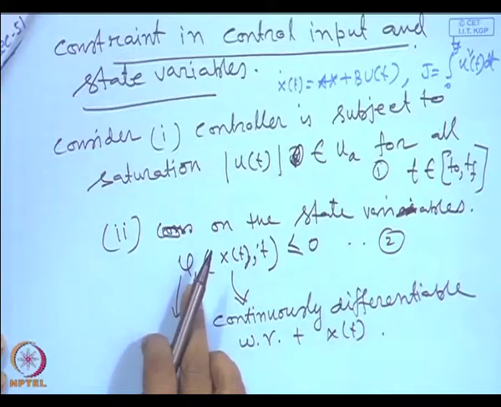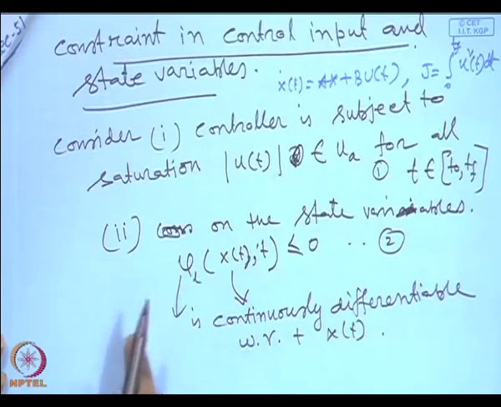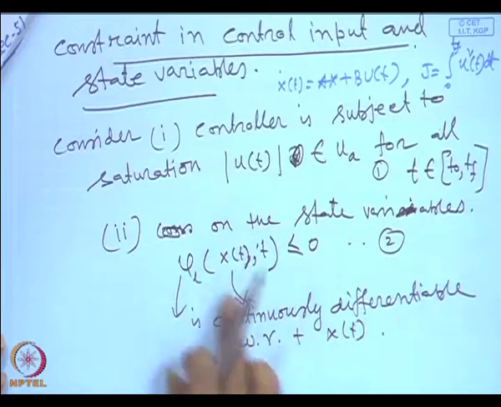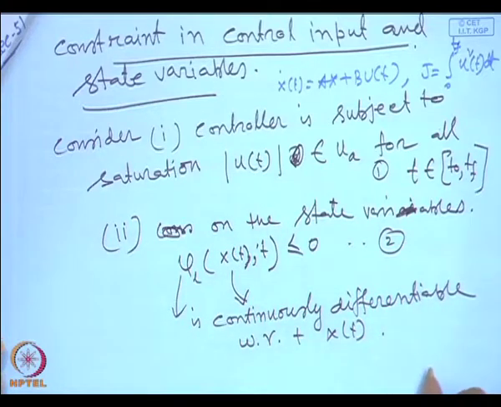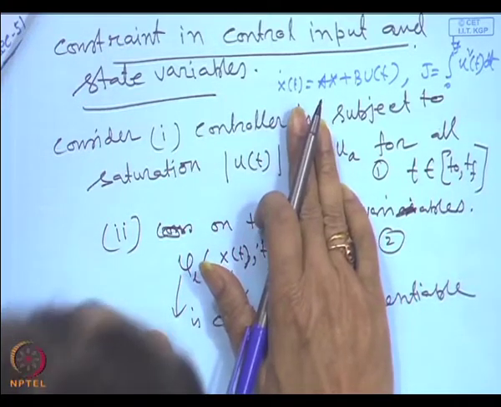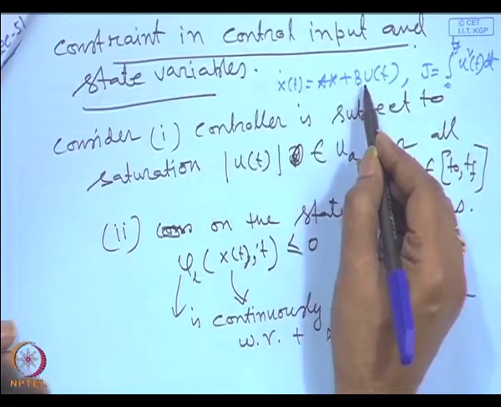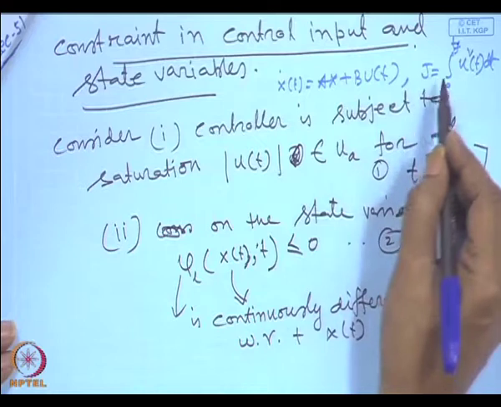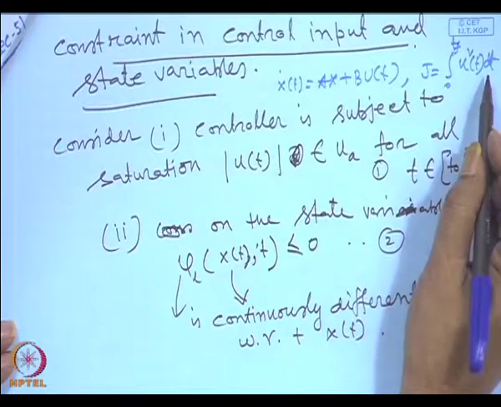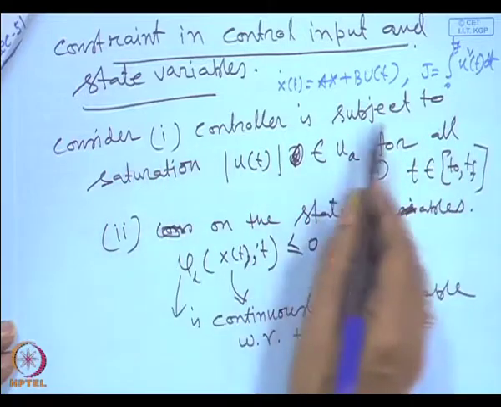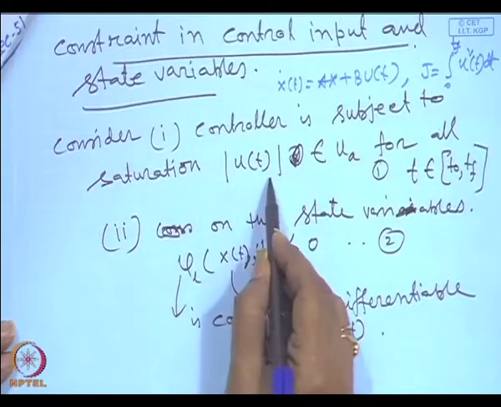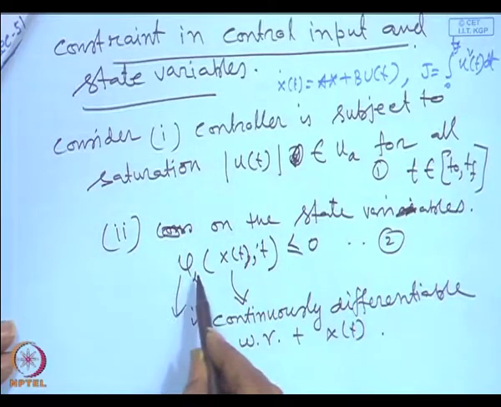We have L constraints, and these constraints are differentiable with respect to t. So, our problem statement in this case is: given the system described in a state space model, we have to minimize the control effort or control energy, subject to the condition on the input and also the constraint on the state.